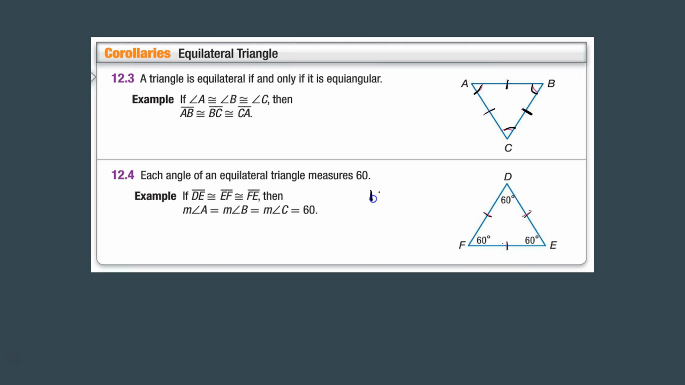Think about it. We have 180 degrees for every triangle. We know a triangle has 3 angles. Let's divide it by 3 to find out how it evenly divides. If we divide that, that'll give us 60 degrees for each of these angles, because they must all be the same.